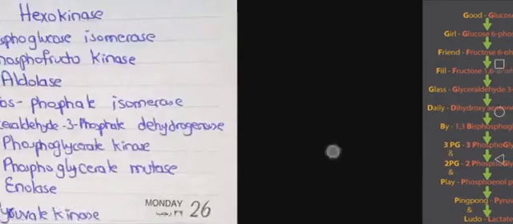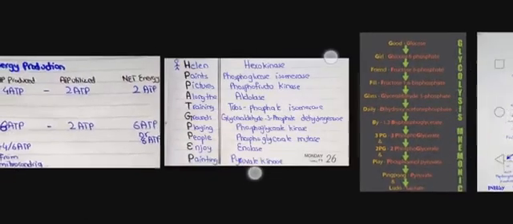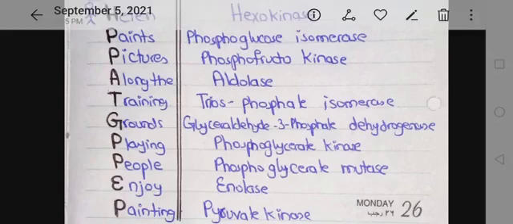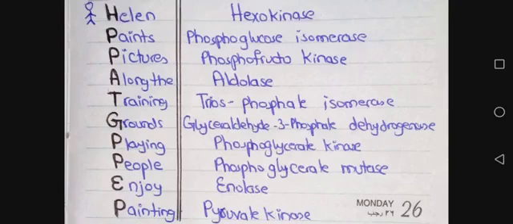Okay, and the next is the mnemonic for the enzymes which are involved in the process of glycolysis. The mnemonic is Helen. Helen is a little girl who paints beautiful pictures, and in front of her house there is a training ground and people are playing there and enjoying Helen's painting. Okay, this is the little story: Helen is a girl, she paints pictures beside the training ground, and people see her pictures and enjoy the painting.